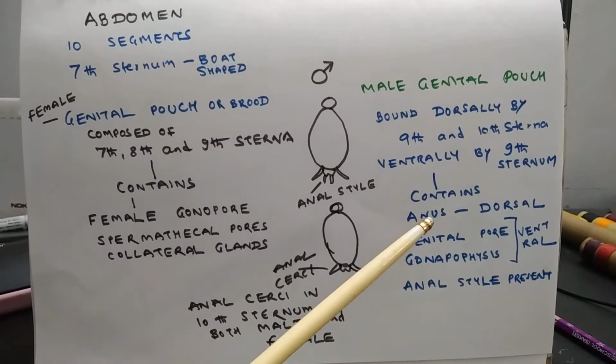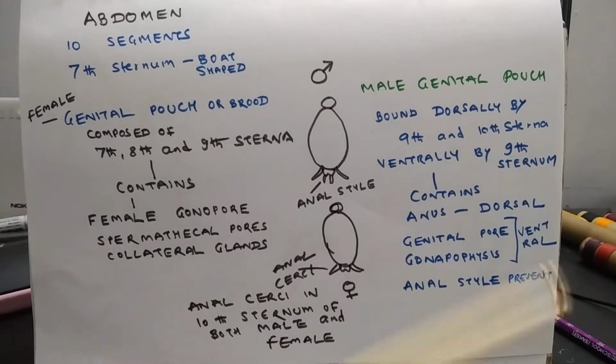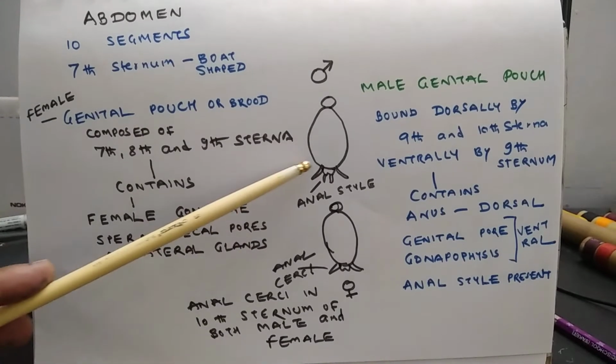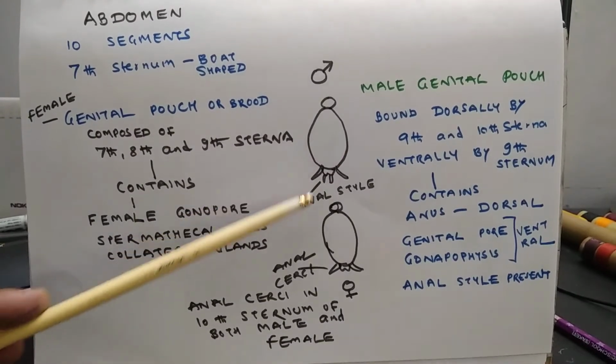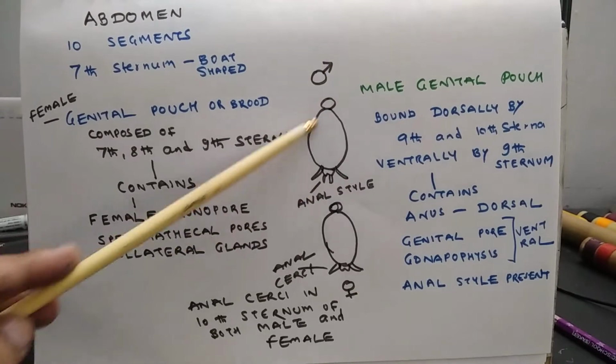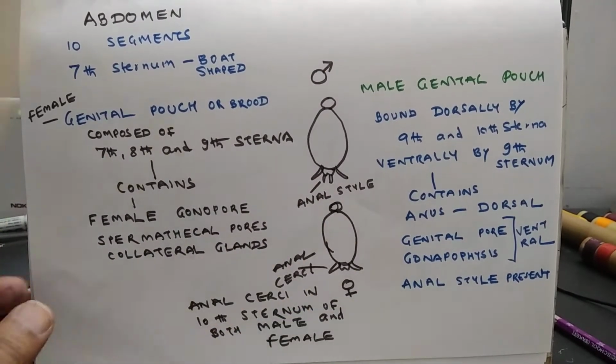Anal style is present in the male cockroach, which is absent in female cockroach. In both the cases, anal cerci are present. So these on the outer side, on the periphery, are anal cerci, and towards the center are anal style. So this is a male cockroach, this is a female cockroach.